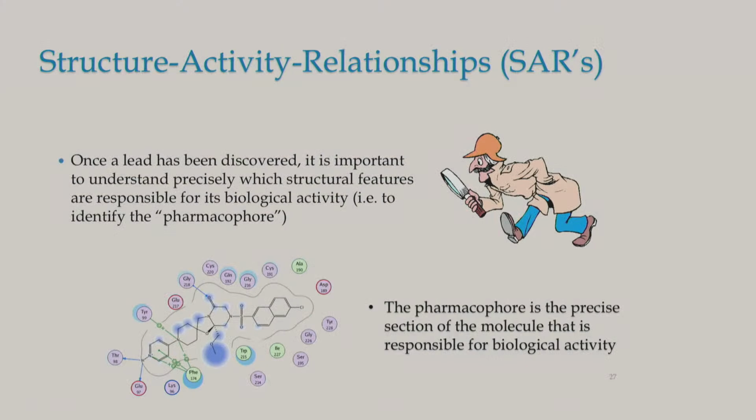And once you identify any molecule, the next step is we need to study the structure activity relationship. For any molecule, the entire molecule does not contribute to the activity. A precise portion contributes to the activity in the biological system. The precise portion is usually called a pharmacophore. So we need to identify the pharmacophore in the molecule.